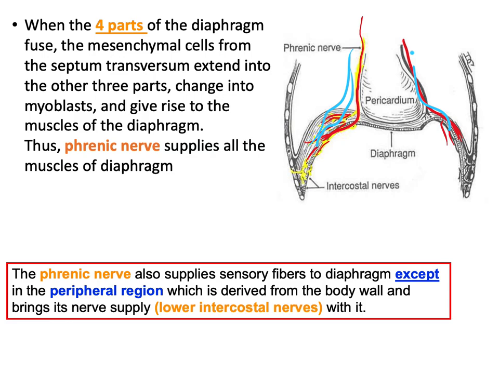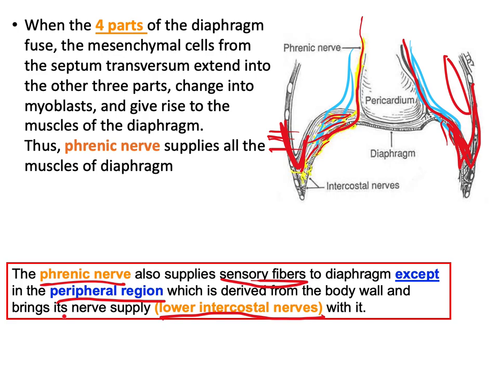But what about the peripheral part of the diaphragm? Well, the peripheral region is derived from the body wall, as I explained before, because the developing lungs push the wall and create a contribution to the diaphragm. And so the innervation will be from the lower intercostal nerves. So sensation from the center is carried by the phrenic nerve, while in the peripheral region the sensation will be through the lower intercostal nerves.